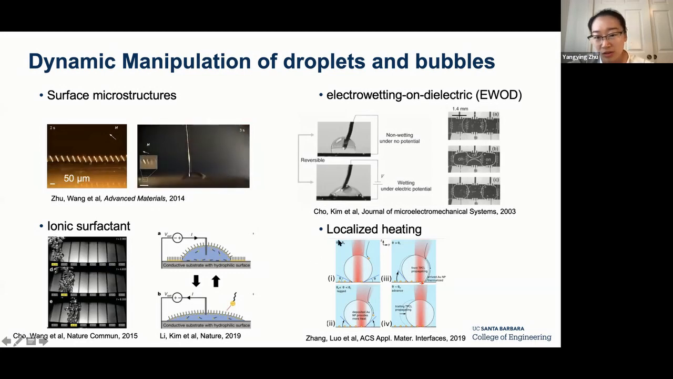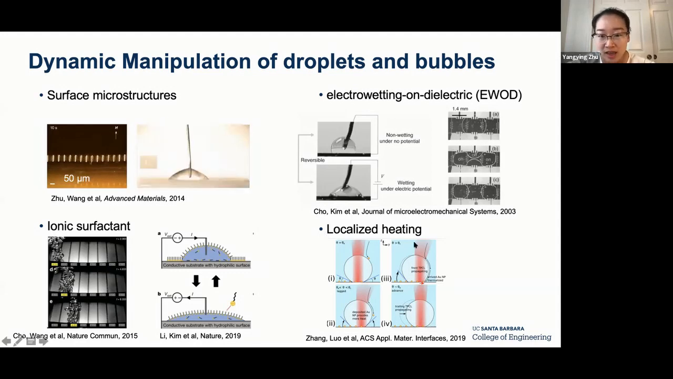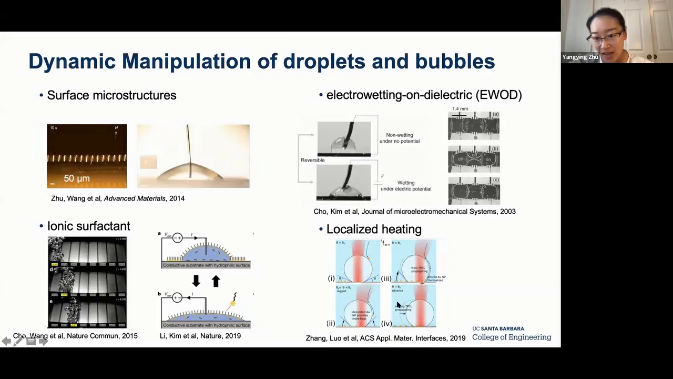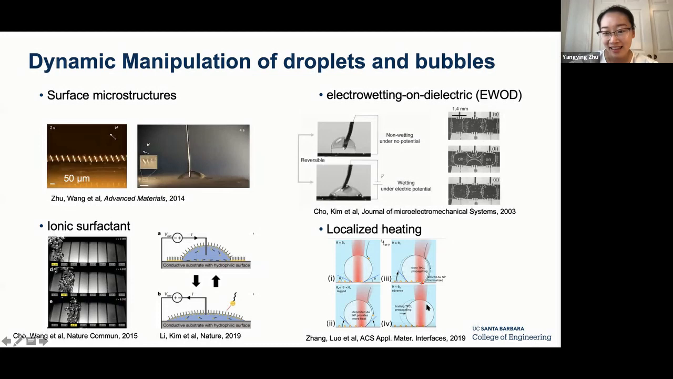And also there's a recent interesting work where you can actually use lasers to drive a bubble on a surface. I'll try my best to explain the mechanism, but I think the main mechanism is that you utilize localized heating in their system. You can also add nanoparticles to enhance plasmonic heat absorption, and then you apply the laser on one side of the droplet that can create a heating effect and that allows the droplet to move on a surface, or in this case, bubbles.